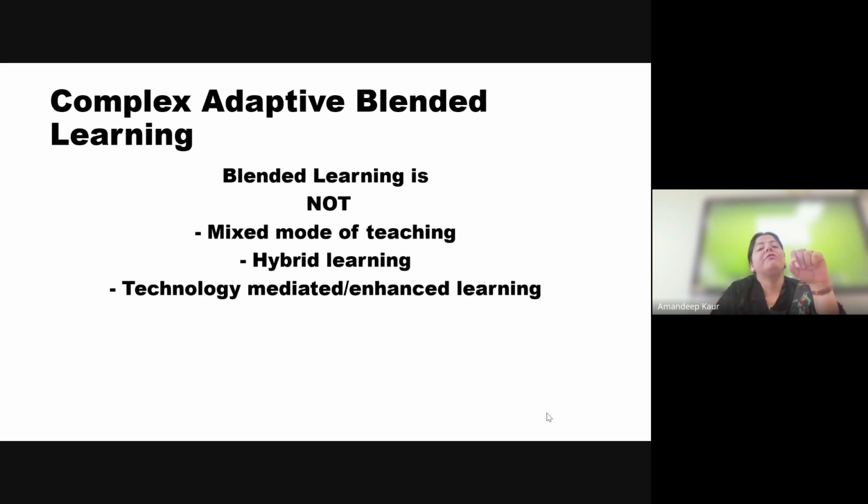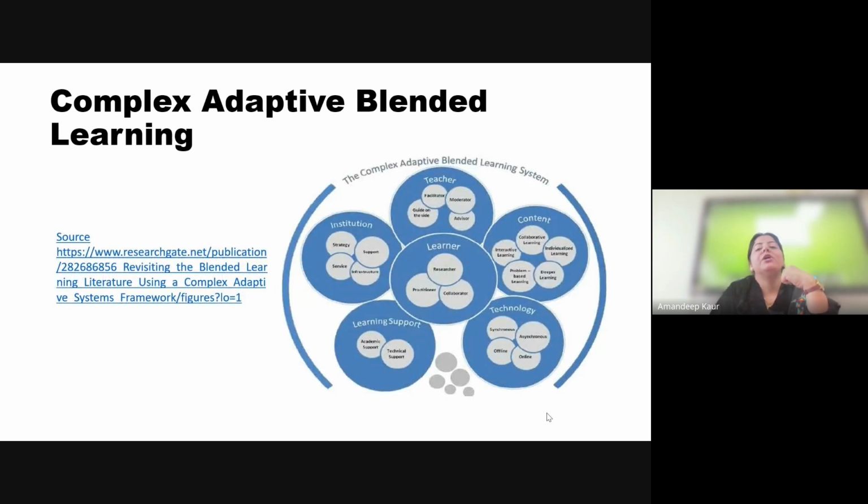For this, we first need to prepare for a subject, then we need to go by this approach and offer it to the student. So this is the complex adaptive blended learning model, and the major six elements in this model are teacher, content, technology, learning support, learner, and institute. When it comes to the preparation of the institute, it is the strategy, support, service, and infrastructure that the institute must provide.